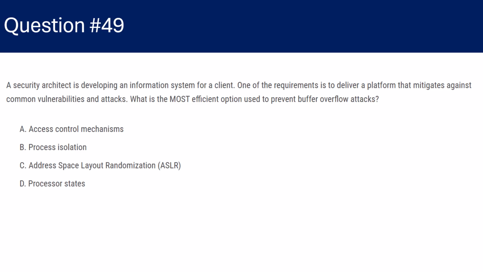Question 49. A security architect is developing an information system for a client. One of the requirements is to deliver a platform that mitigates against common vulnerabilities and attacks. What is the most efficient option used to prevent buffer overflow attacks? A. Access control mechanisms. B. Process isolation. C. Address space layout randomization, or ASLR. Or D. Processor states.